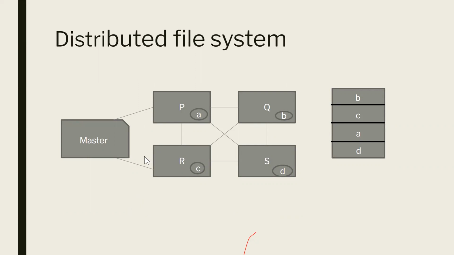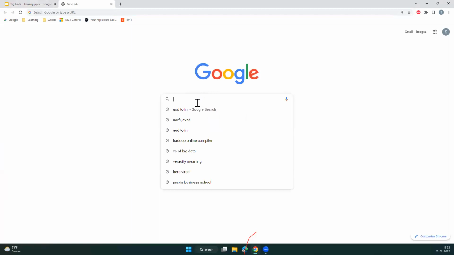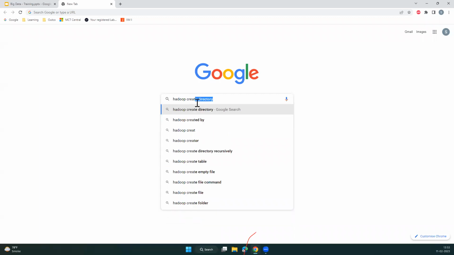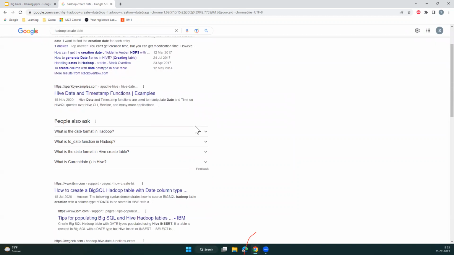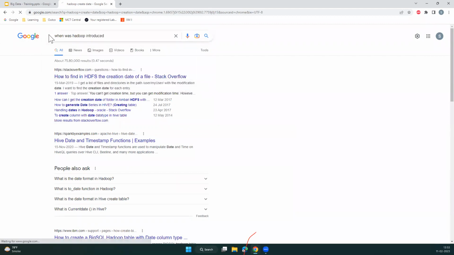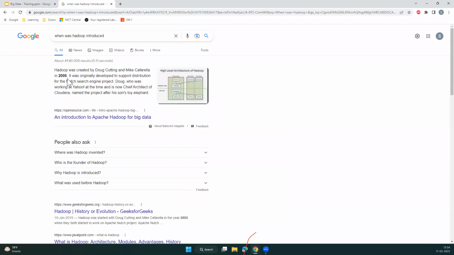This is just a reference for a distributed file system, for whoever doesn't know how a distributed file system works. So before Hadoop, distributed file systems did exist. Just an FYI, Hadoop came into the picture, I guess, in 2008. Let me Google it for you. Hadoop creation date. Okay. It was like 2005. So even before 2005, distributed computing did exist.